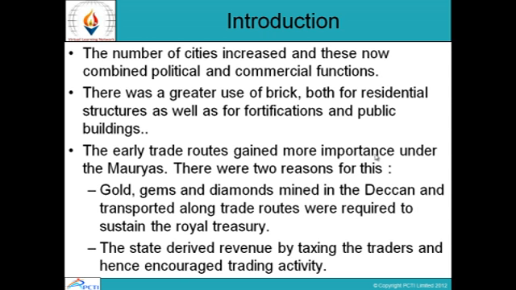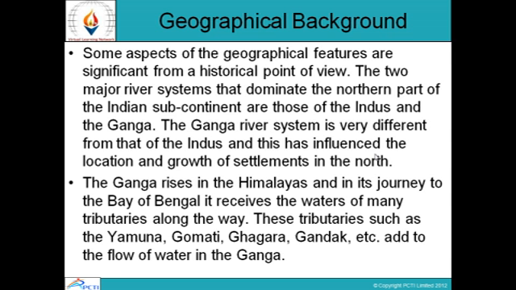So as the number of cities increased and the political and commercial functions grew, there was a greater use of brick for residential and public buildings, and the trade routes gained more importance under the Mauryas. There were two reasons for that: gold, gems and diamonds mined in the Deccan were transported along the trade routes and were required to sustain the royal treasury. The state derived revenue by taxing the traders and hence encouraged trading activity.